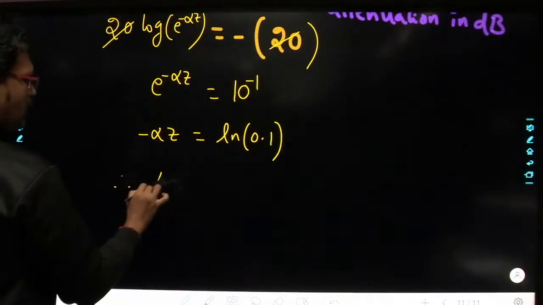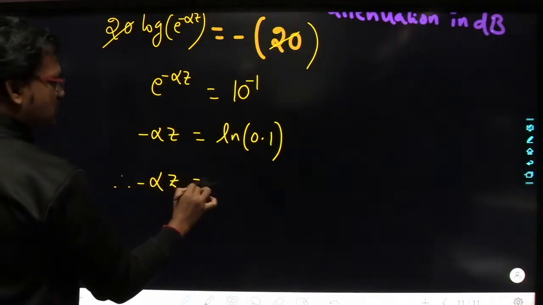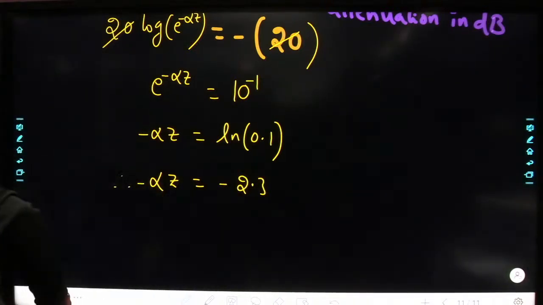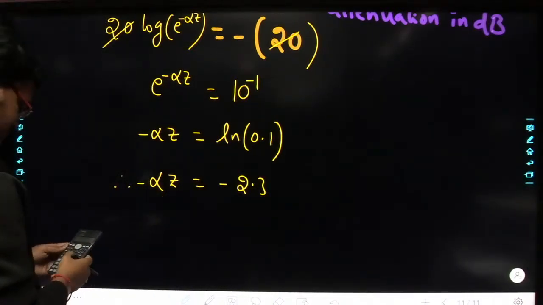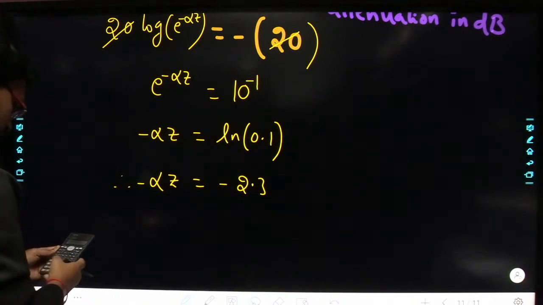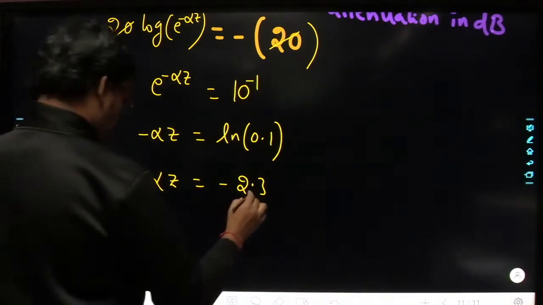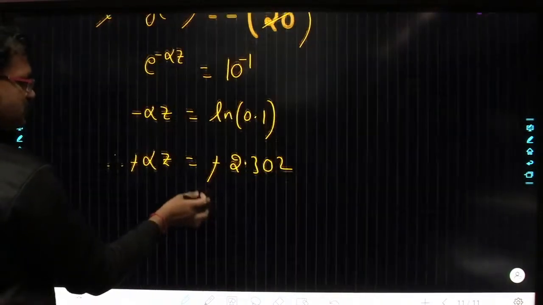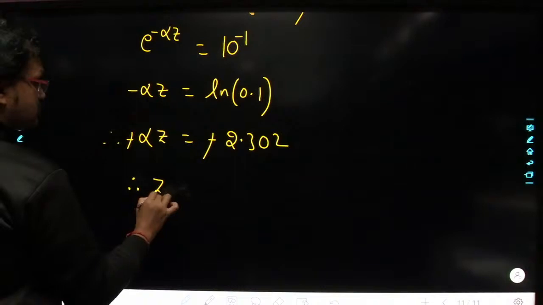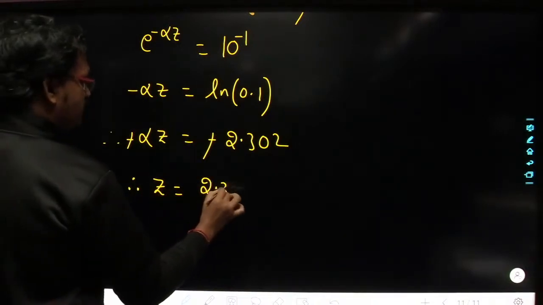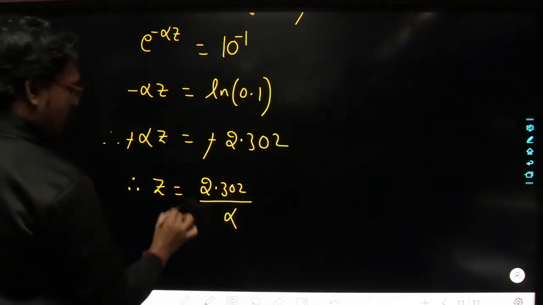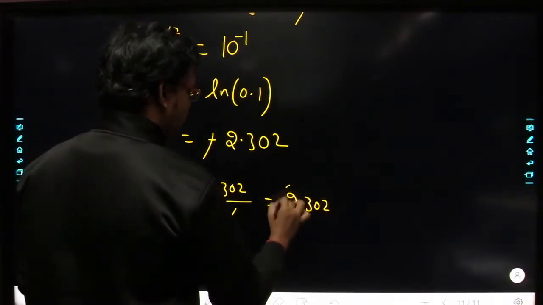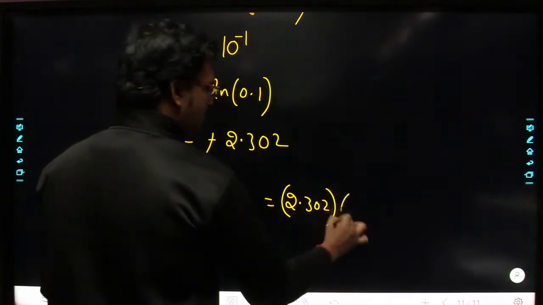So minus alpha z is equal to ln of 0.1, which is nothing but minus 2.302. So minus minus will get cancelled. Therefore z is equal to 2.302 divided by alpha. So 1 by alpha is nothing but delta. So I can write this as 2.302 into 1 by alpha, which is delta.